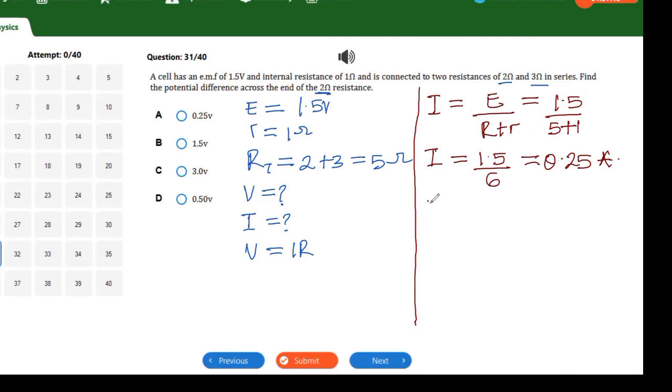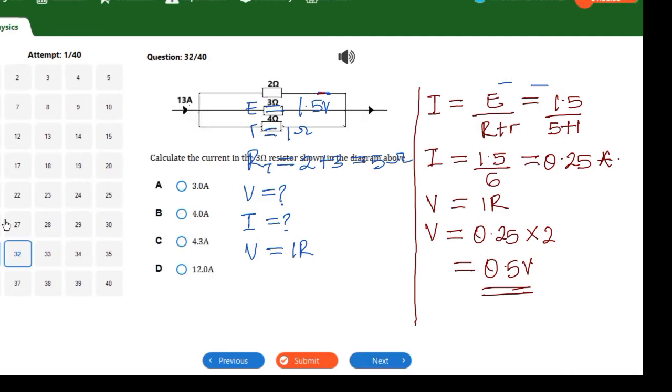Then you can come back here and use your V equal to IR. This time around, your R is the resistance of the 2 ohms, since we want the voltage across it. So we're going to have V equal to 0.25 multiplied by R, which is 2. That will give us 0.5 volt. As simple as this. So quickly, that is option D. Is that clear? So that is about question 31.